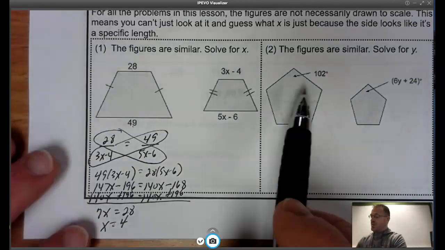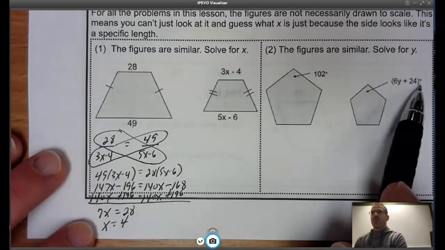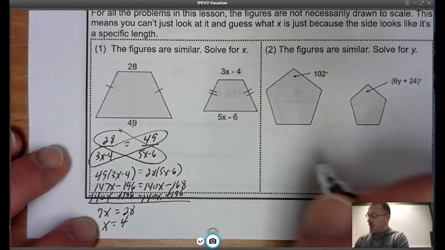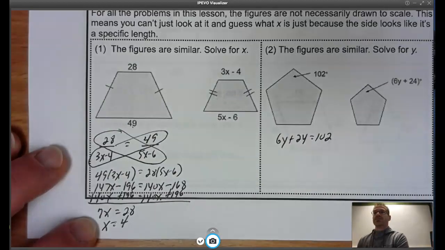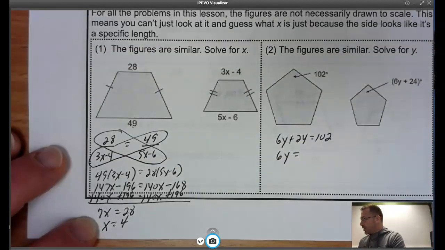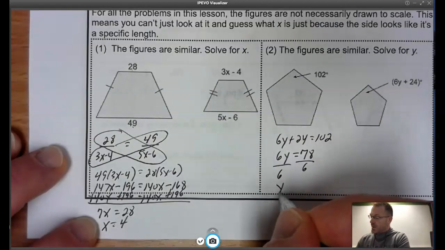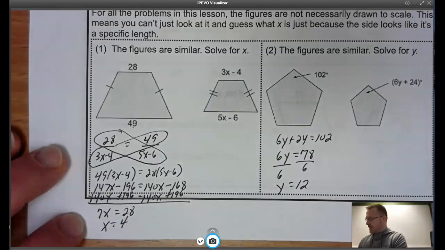Because now, notice, because I'm dealing with angles, and if you're uncertain, notice we have the degree symbol here, that tells you that it's an angle. We know that corresponding angles have to be congruent. So we know 6y plus 24 has to equal 102. So we now know 6y equals, and then I can do 102 minus 24, and that would be 78, and then I can divide by 6, and that tells me that y is 12. Or excuse me, I guess that's 13. Let me check that. 78 divided by 6.